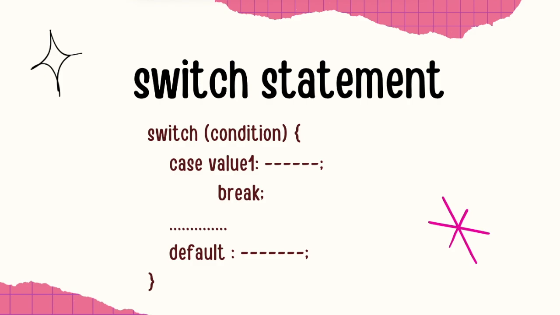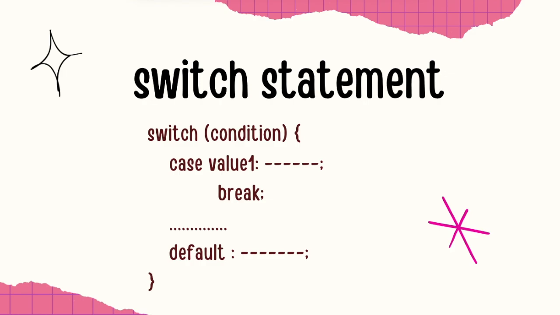Now what is this default? This default is similar to else. We write default, colons, our code, and then close the curly brace. Switch is useful when you compare one variable with multiple fixed values. Always remember to use break after each case to avoid falling through.